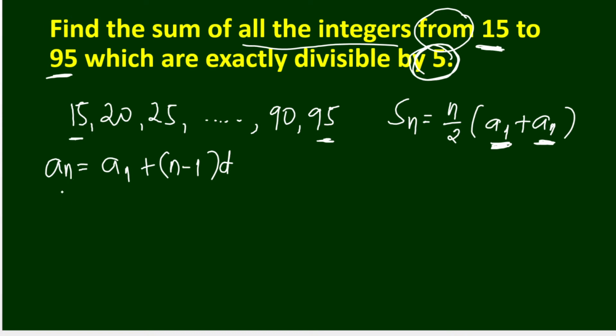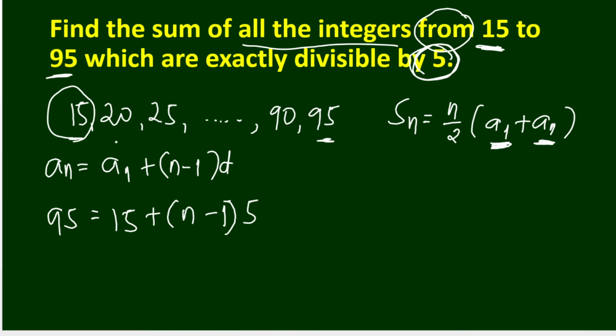Yung a of n natin will be 95 kasi yun yung dulo natin. So 95 is equal to, ang a of 1 natin is 15 kasi yun yung first term natin, plus n, hindi natin alam yung n, yun yung hinahanap natin, times 5, yun yung common difference kasi 5, 10, 15, kasi yun yung multiples na hinahanap natin.